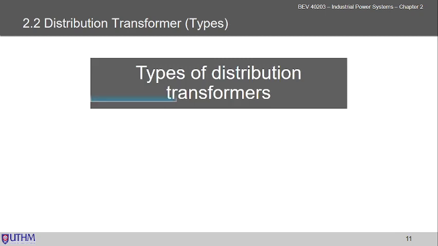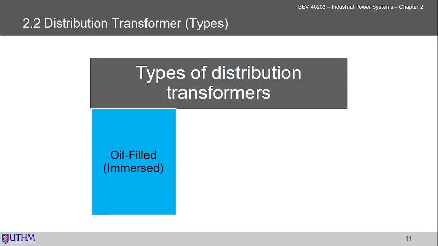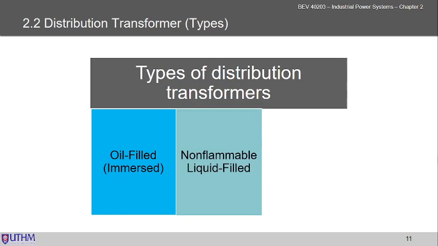As for the types of distribution transformer, normally we have oil-filled, or we call it oil-immersed type of transformer. The second one is quite rare to use, non-flammable liquid fuel. And finally, this is the dry type transformer. The dry type transformer is the most famous in the IPS, especially for indoor application.